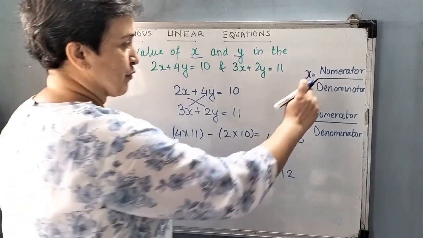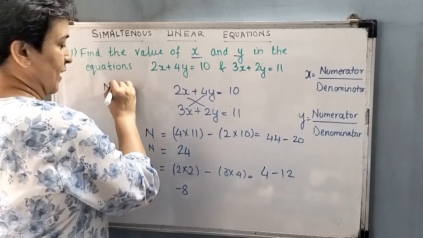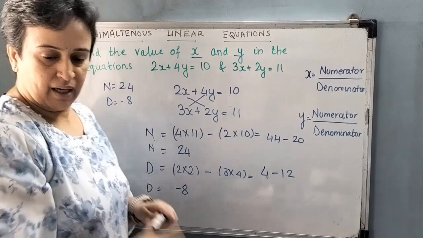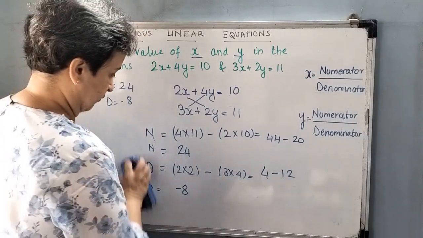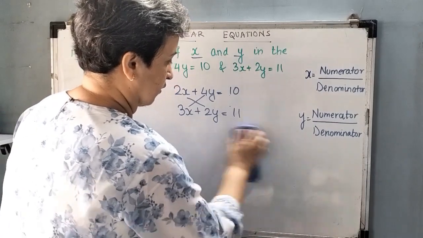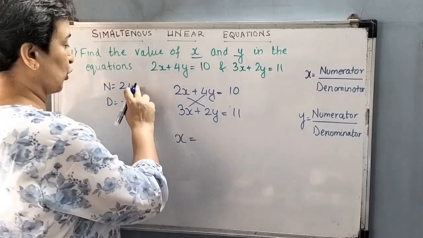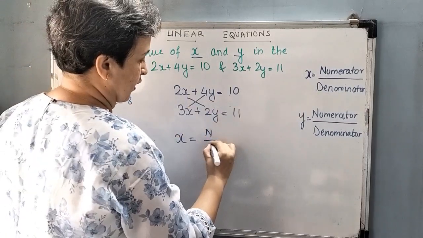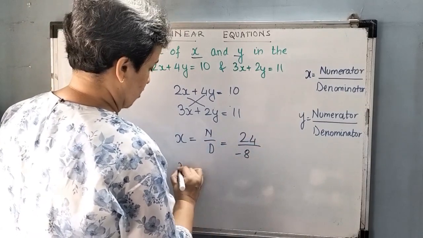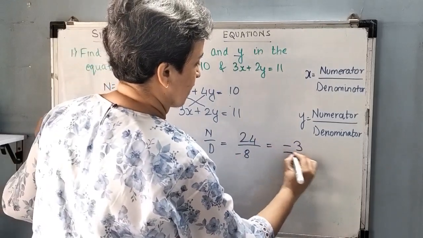Now I got the value of the numerator and I got the value of the denominator. So I'll write it here. N is equal to 24. Denominator is equal to minus 8. Now I have to find the value of x. So numerator upon denominator, which is 24 upon minus 8. So the value of x comes out to be minus 3.